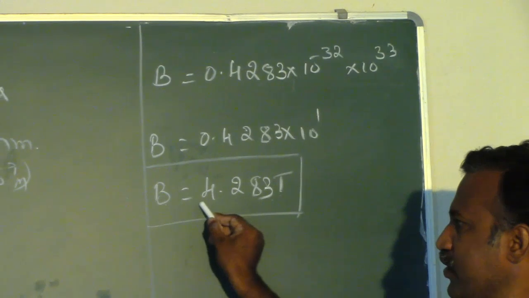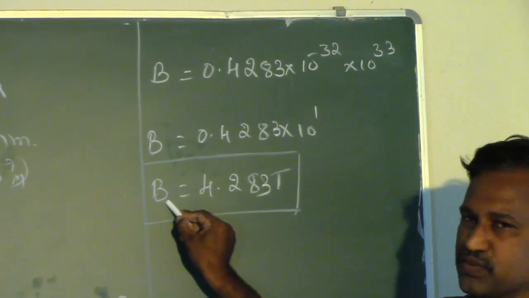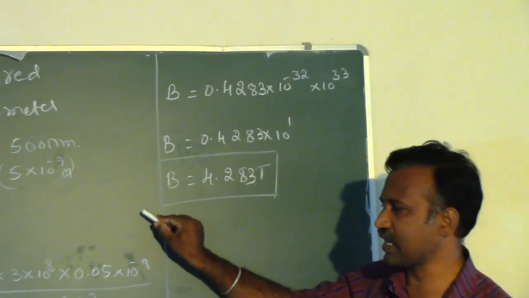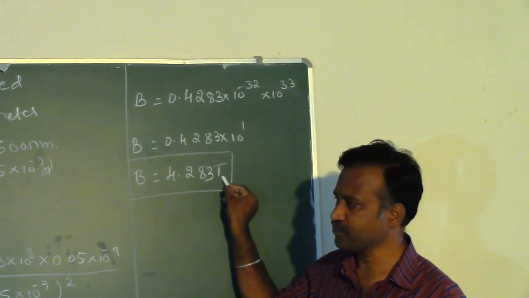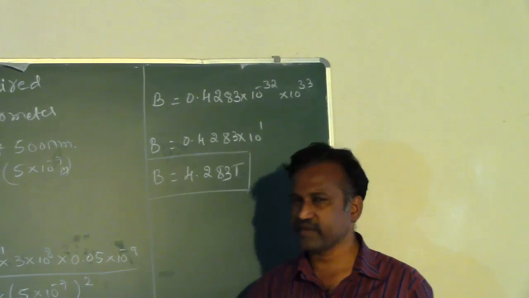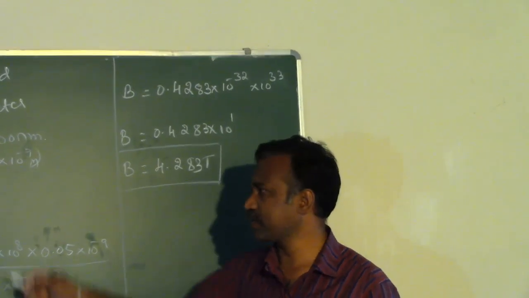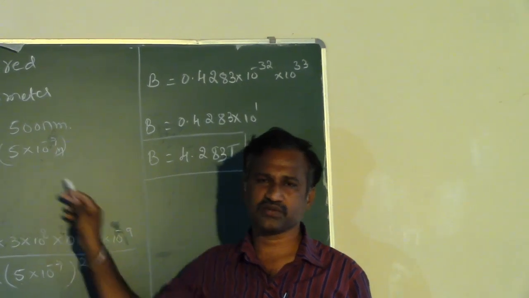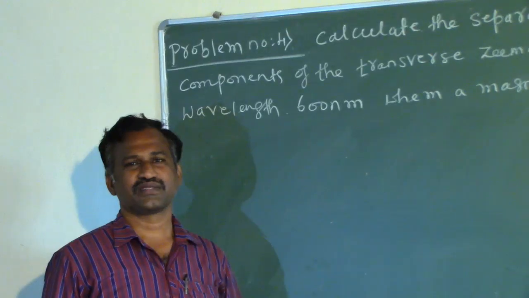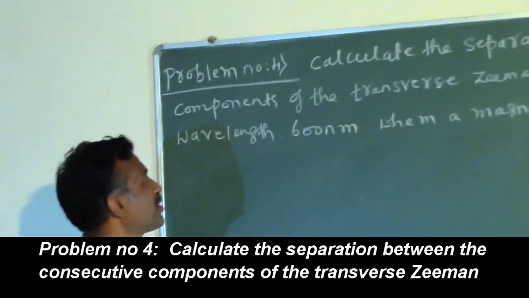So that is, if you place the spectral line in the presence of a magnetic field of 4.283 Tesla, the spectral line will be split. So we will have a d lambda of 0.05 nanometer. This is the solution for this particular problem. Let us move on to the next problem, problem number 4.